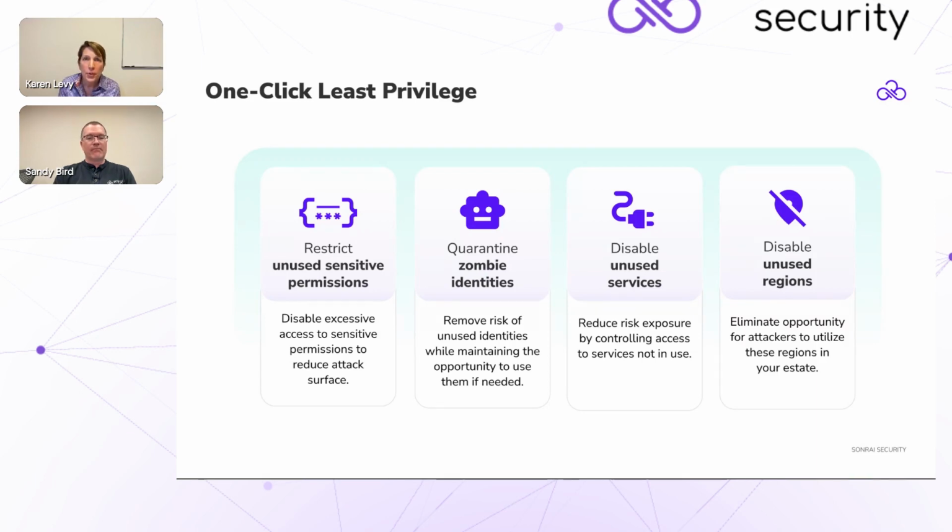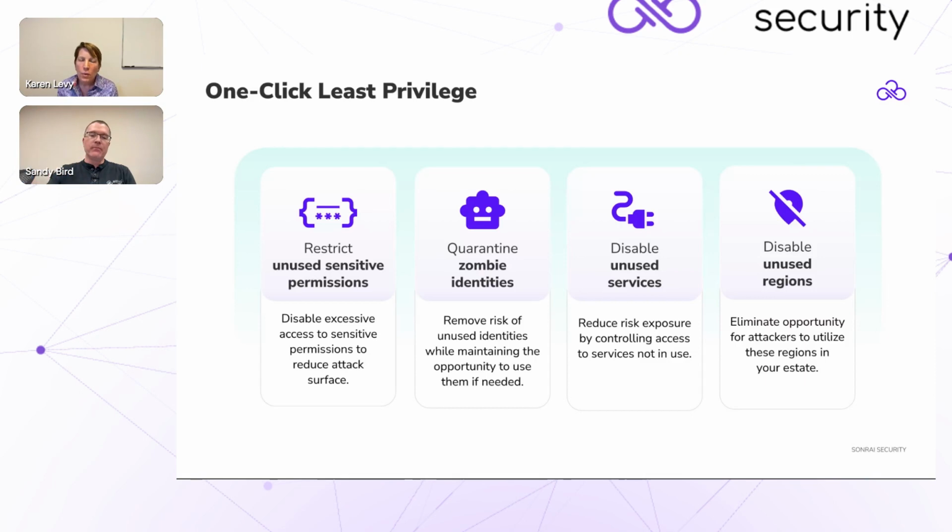So what we do is simply disable unused services. One that we talk about a lot is SageMaker. SageMaker has a permission where you can create a pre-signed URL, which gives access to the data. Why not just turn off SageMaker in all the areas that you're not using it so that it doesn't have that risk?